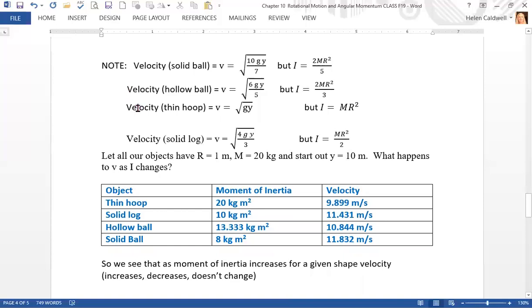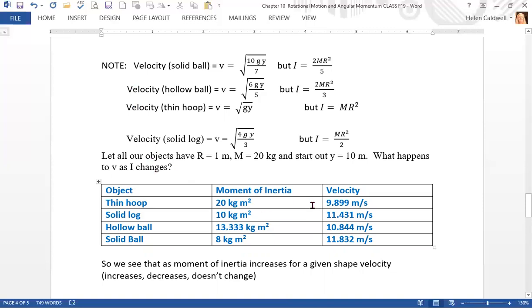Suppose we look at the two loops. A thin hoop and a solid log. You can sort of think of the solid log as being a very short, hollow, thin loop. I wanted similar shapes, but hollow and solid. And so you can see that the solid log has the larger moment of inertia. I'm sorry, smaller moment of inertia. Solid log has the smaller moment of inertia, just like the solid ball had the smaller moment of inertia.